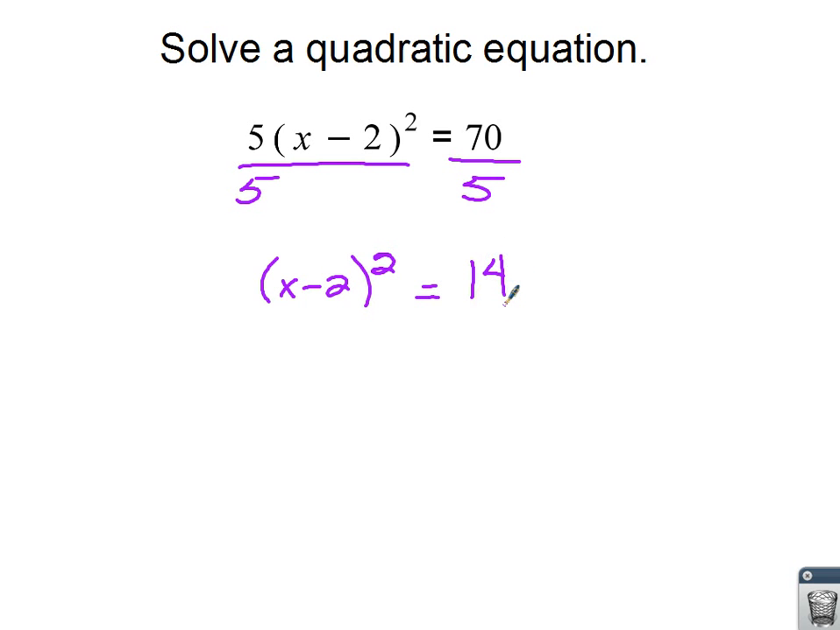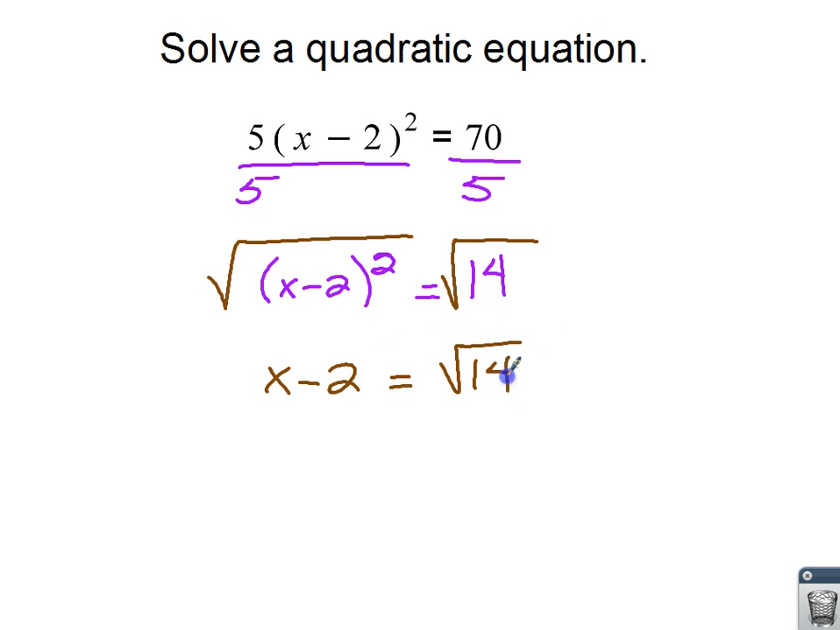And now we have learned that we can take, in order to undo this square, we could take the square root of both sides to be rid of it. So let's take the square root of the left side and the square root of the right side and see what we're left with. So we have x minus 2 equaling the square root of 14. And now the square root of 14 is not a perfect square, so we will have to leave it under the radical and continue solving for x.